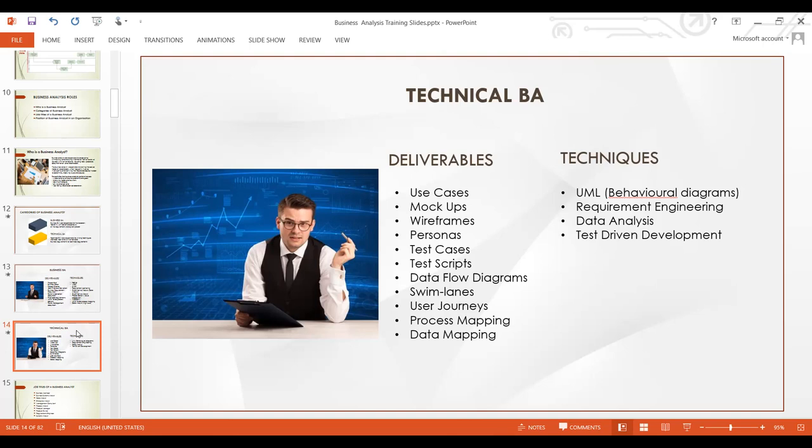Even within our work experience, we are going to be designing use cases, wireframes, and the rest of them. But it doesn't mean that you must do all these things in every project. In every project, at least you must do one or two or three of these deliverables as a business analyst. In some projects, you might not do it.